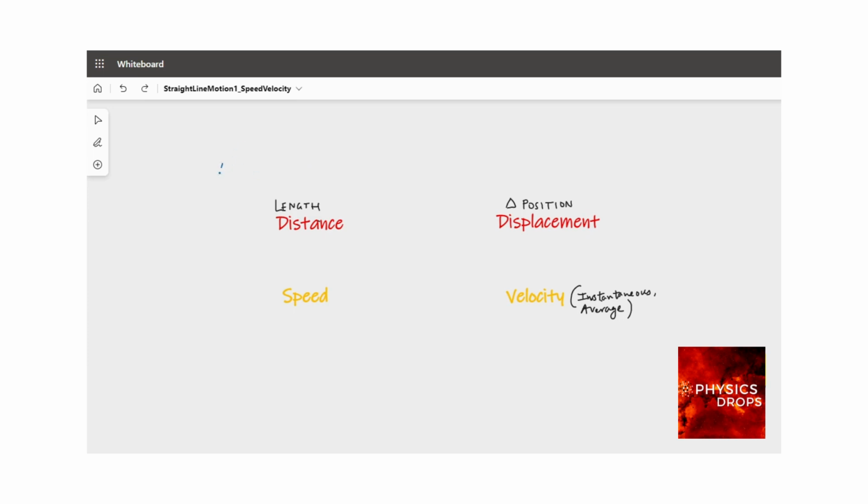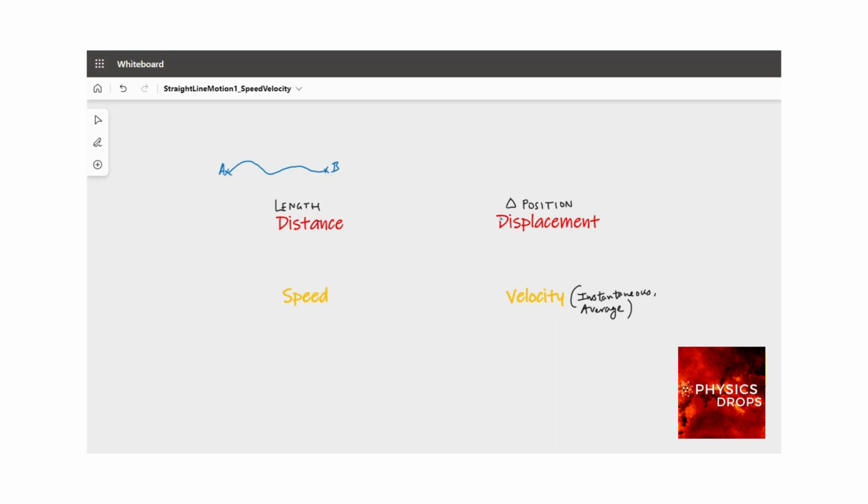Let us take a point A and a point B. Suppose I want to travel from point A to point B, and this is the path. Then the length of this path when I travel from A to B is the distance covered. It could be meters, centimeters, or whatever units we consider, or kilometers. So typically, the length of the path covered is what we call a distance.